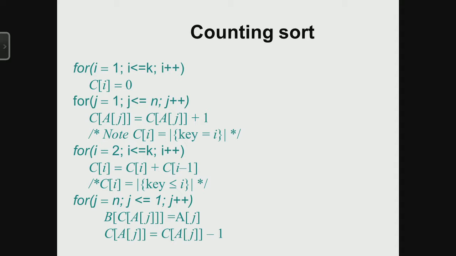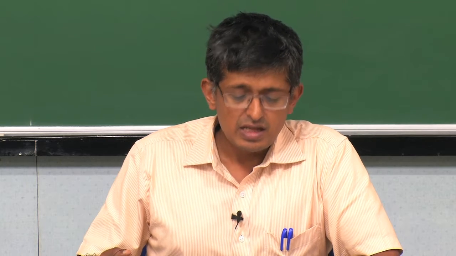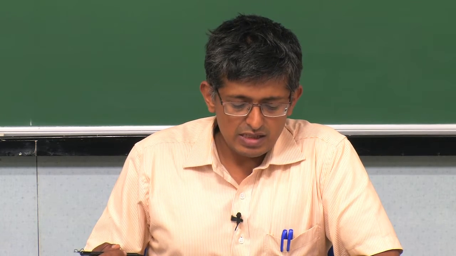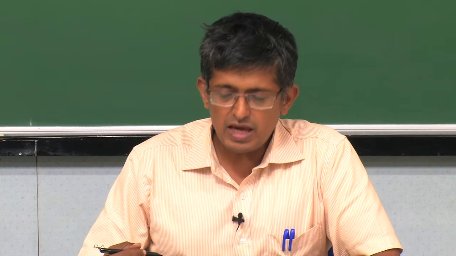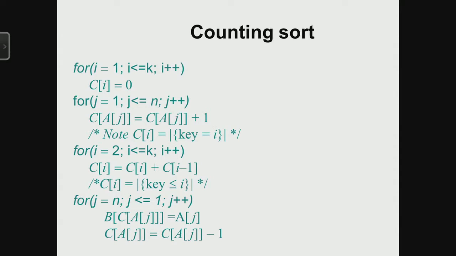So, let us just look at counting sort. Counting sort basically has 4 loops. The first loop is the initialization loop, where the count array or the array C is initialized to take the value 0. In the next for loop, we count the number of occurrences of each element of the array A by making one pass of the array A.